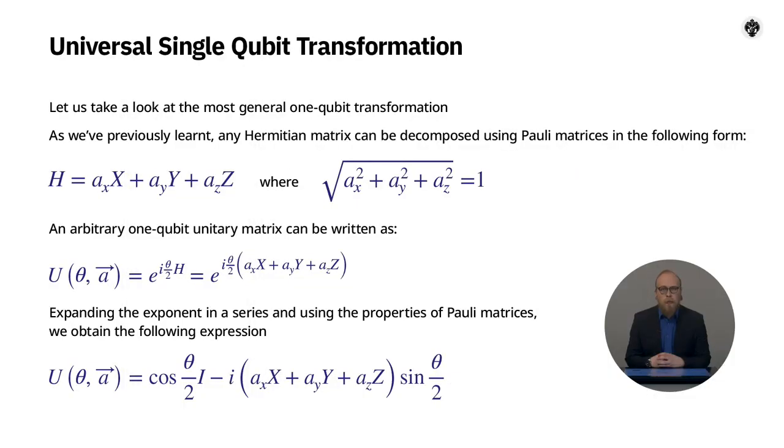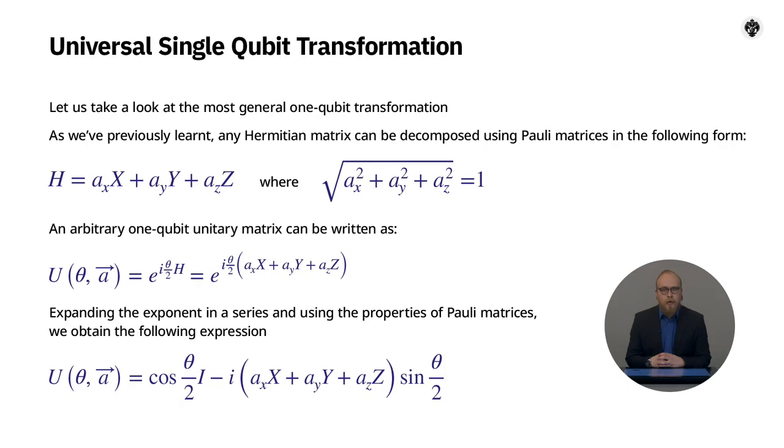There are infinitely many 2x2 unitary matrices, and therefore infinitely many one-qubit transformations. Let's take a look at the most general one-qubit transformations. We have previously said any 2x2 Hermitian matrix can be decomposed in Pauli matrices. With this in mind, you can write any 2x2 unitary transformation as a matrix U. Here the exponent contains an arbitrary Hermitian matrix and theta is a parameter.